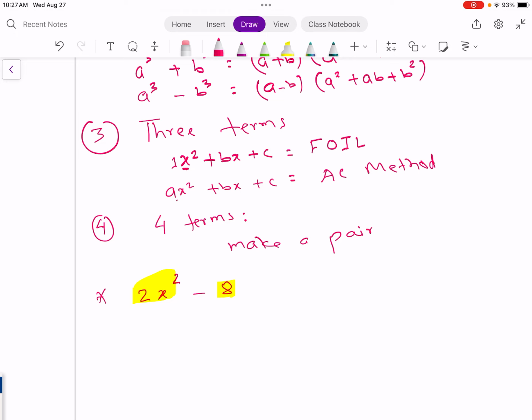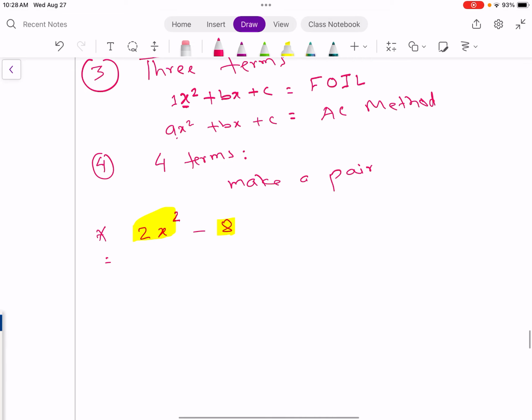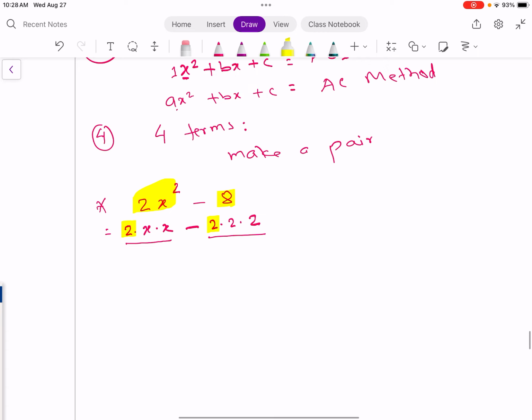If you are not sure whether it has a common factor or not, what you can do is rewrite each term in a factor form. So we have 2 as it is. We can rewrite x square as x times x, negative. And we can rewrite 8 as 2 times 2 times 2. Now do you see a common factor? In the first term and in the second term, what factor is common? 2 is common, right?